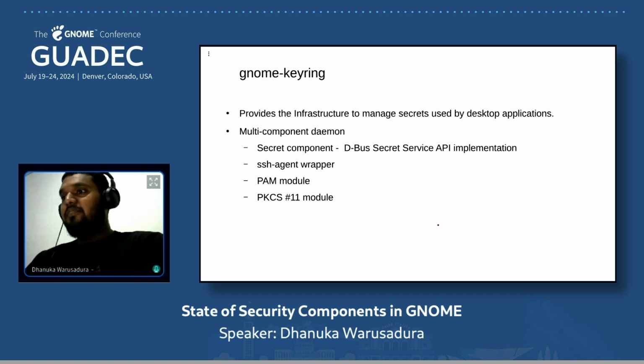So let's go to gnome-keyring first. gnome-keyring provides the infrastructure to manage secrets used by desktop applications. To simply put, gnome-keyring provides a password storage for desktop applications. Gnome-keyring is a multi-component daemon. It has a secret component, which is the dbus secret service API implementation. As the server implementation, it also has an SSH agent wrapper, a PAM module, and also a PKCS11 module.